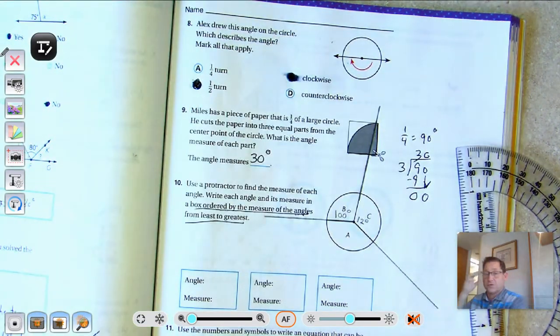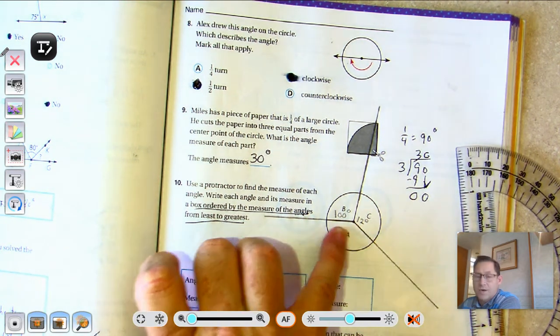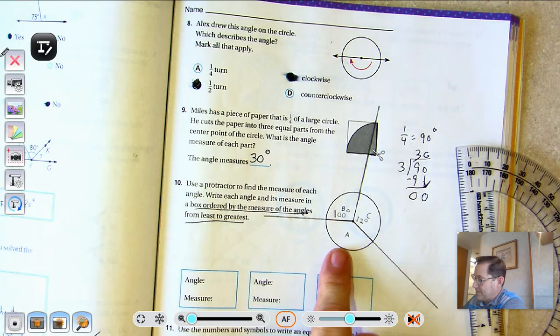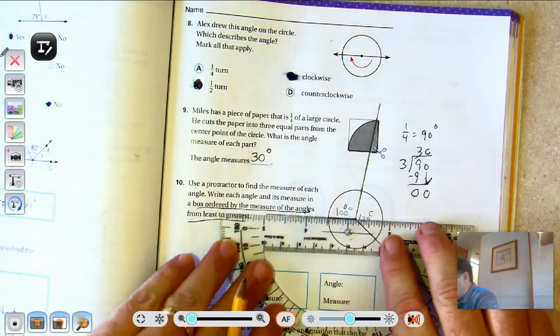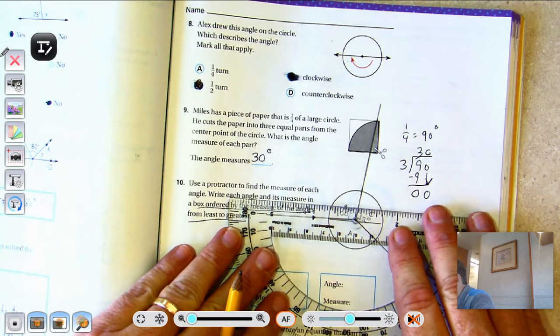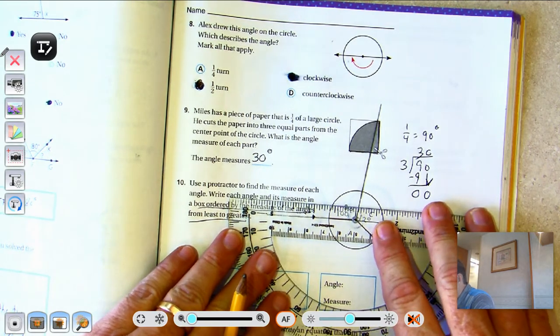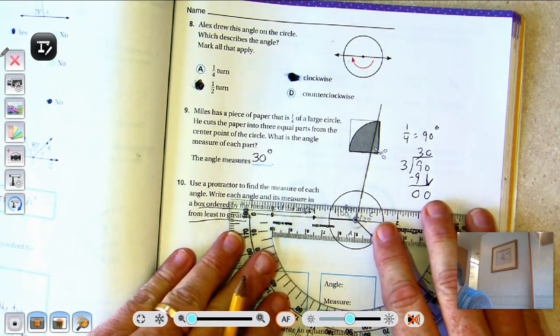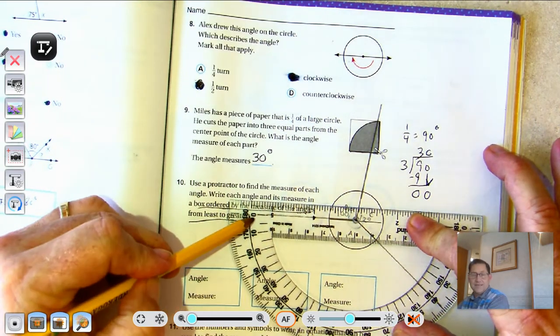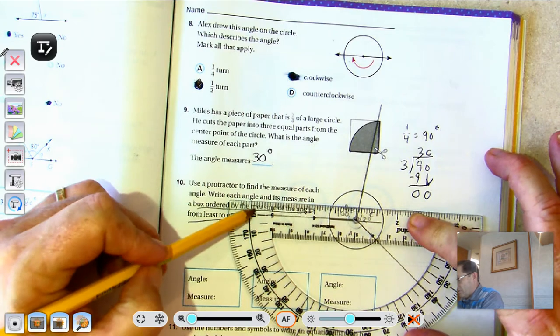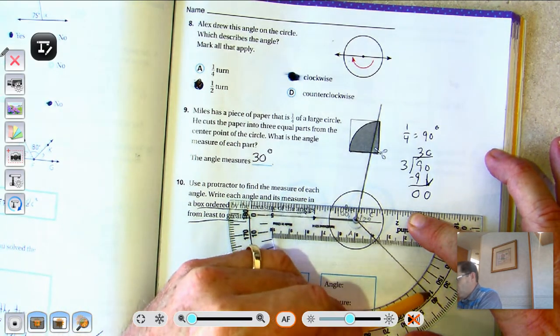Now, this is a circle, so the whole thing should add up to 360. Right now I have 240. I'm thinking this is a 140 degree angle. So I'm going to put my protractor on 0, center point on the vertex, line up the 0. I'm going to use this as the 0. I got to see where it crosses the line. It crosses at 140.